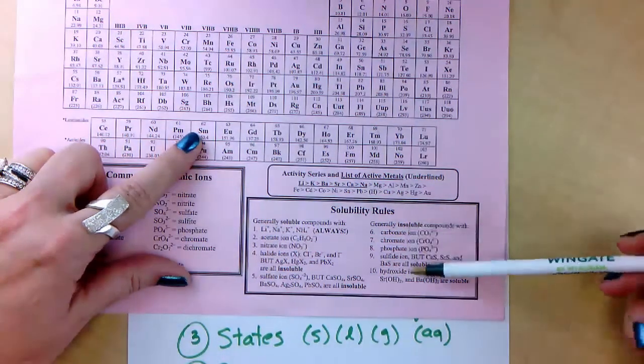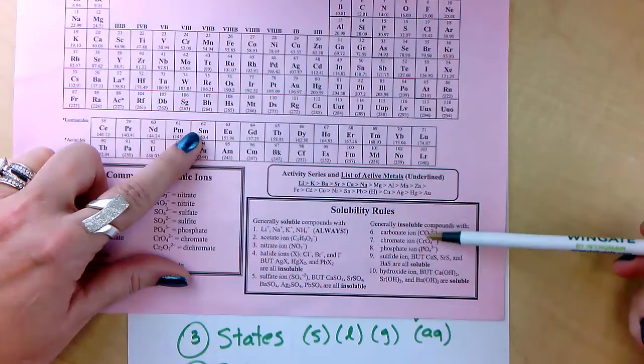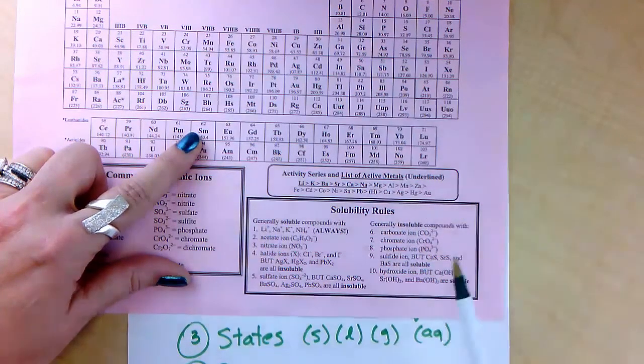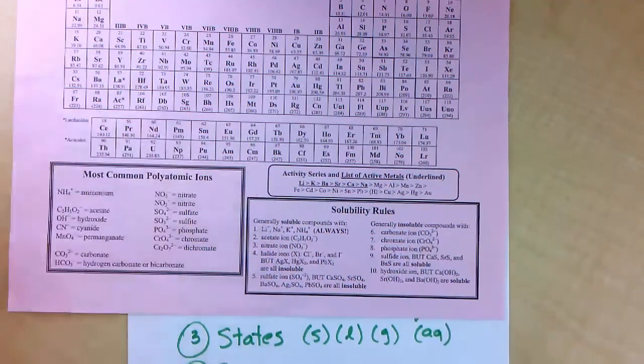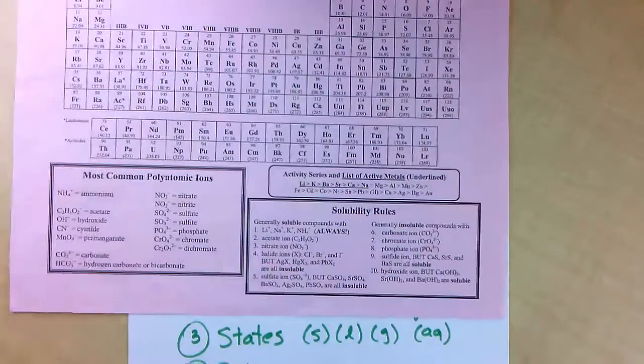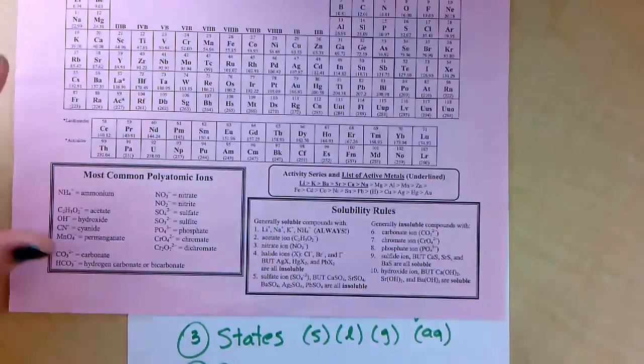In the second column, we have compounds that are generally insoluble, except if there's a but. And the but means those are actually soluble. So, of course, there's exceptions. Now, if we're looking up a compound, let's say we're looking up aluminum bromide. That means we're looking for aluminum or bromine, whichever one we come to first.